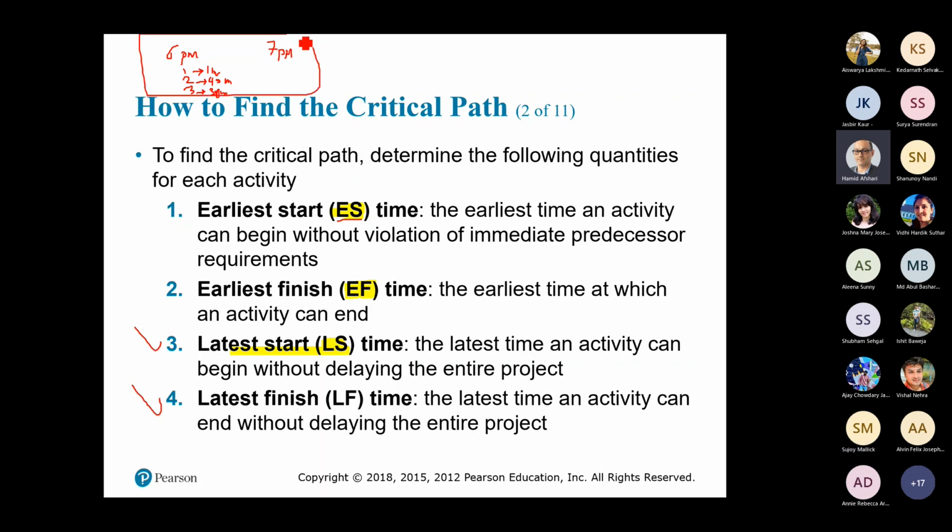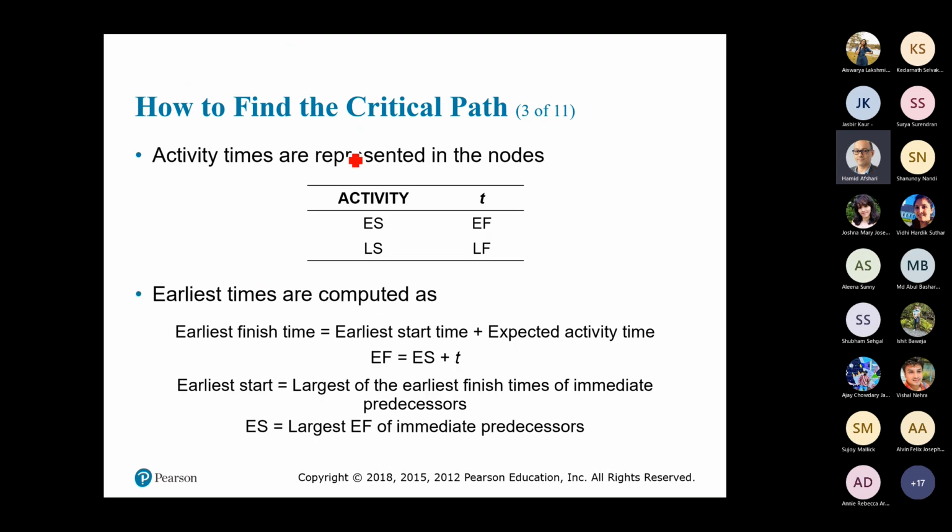Okay, so all I was trying to show you was an example in real life that makes it easy, but I hope that I'm not making the concept more complicated. Anyway, so let's see. How to find the critical path? Activity times are represented in the nodes. Yes, we know that. In each node, we have a box like this.